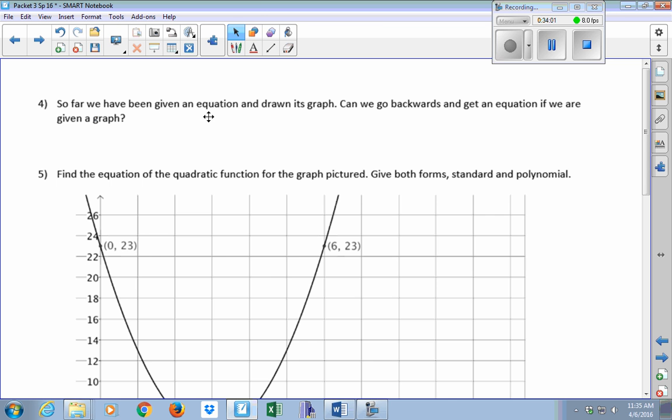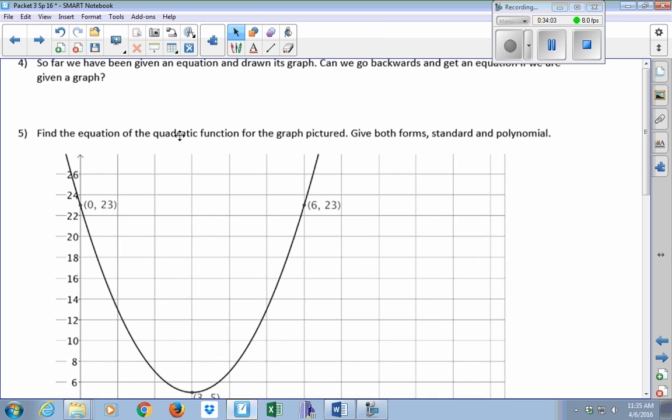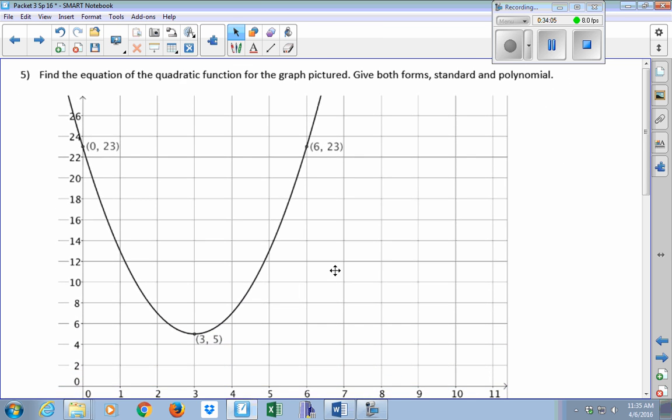So we're working backwards. We're usually given an equation and asked to graph it. Here's a graph, and now we want to come up with the equation. So which form do you think you're going to use? The vertex form, the standard form, or the polynomial form, the general form? Standard, which is the vertex form.